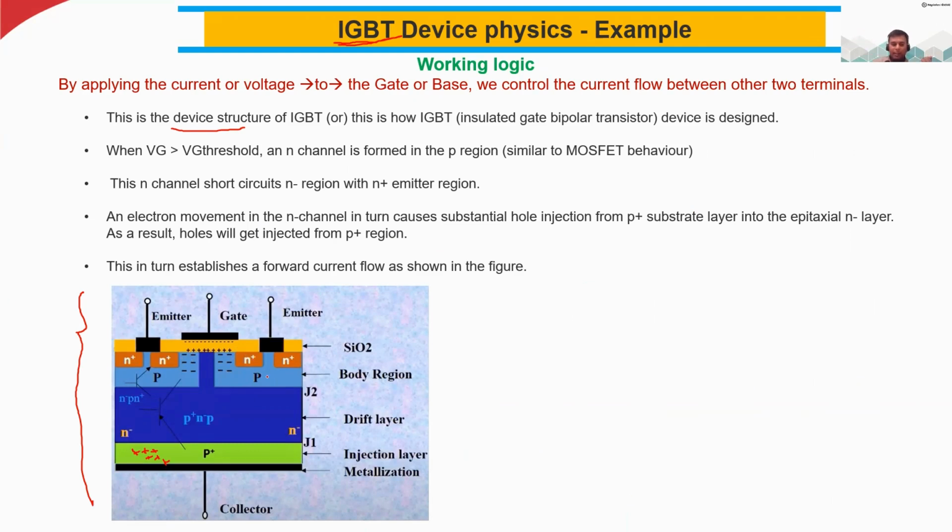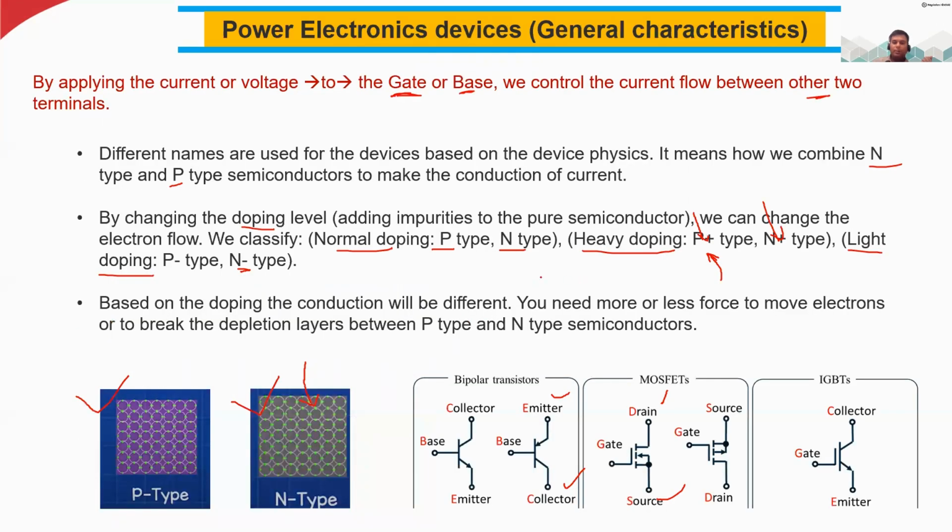Inside this P region, again, I am making two small N plus regions. I can call this an N plus region or N plus well. Well means what? Some of us have a well at home to have water. So here we have the N plus well. N plus means what? Again, please remember, this is heavy doping. It has too many electrons.